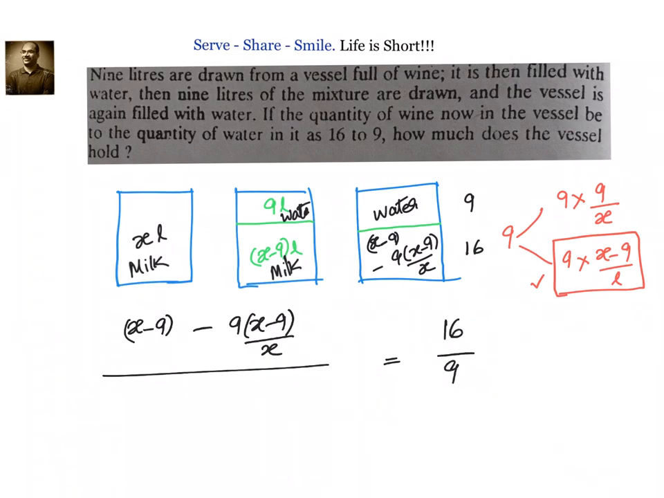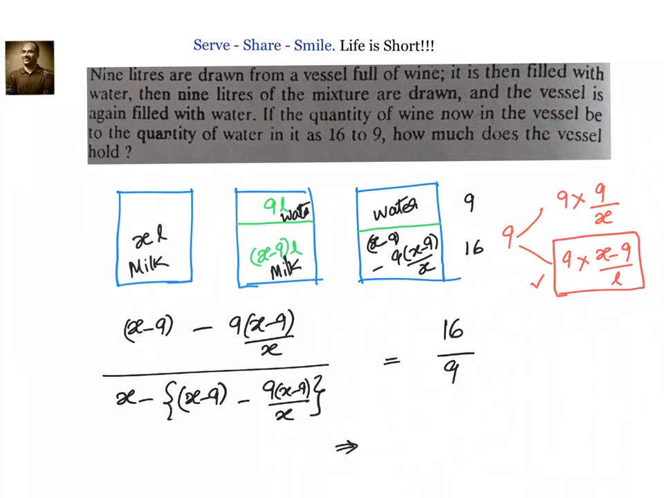What is water left out? Water is total x minus whatever the milk left out. Now, because total mixture minus water minus milk is equal to water, let us simplify that. Now let's go to the next step.